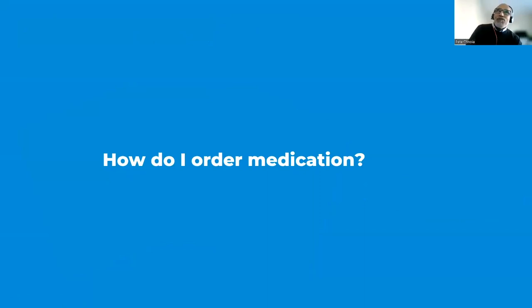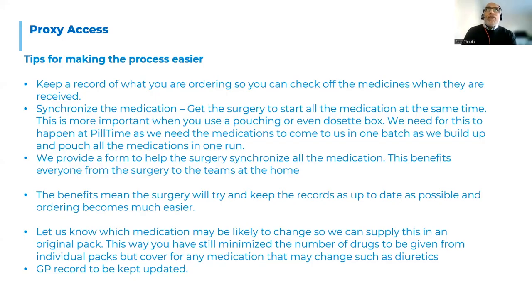This is the most important piece for everyone in the home. If you imagine that you've got your proxy access to all of your patients, the most important thing you have to do to make your lives as easy as possible is keep a record of whatever you're ordering. Because if the pharmacy doesn't receive an order to then feed back to you, you'll never know how to check in against what you ordered. So it's really important up front to keep a record of everything that you've ordered, so when you receive everything, you can check it all in.